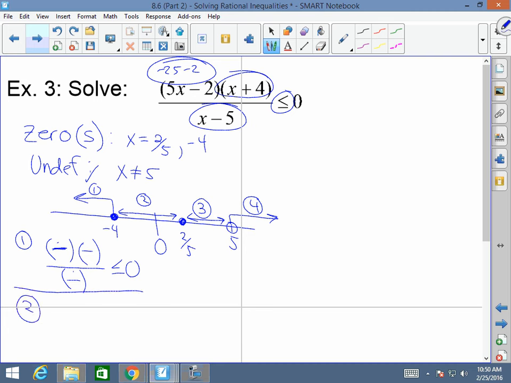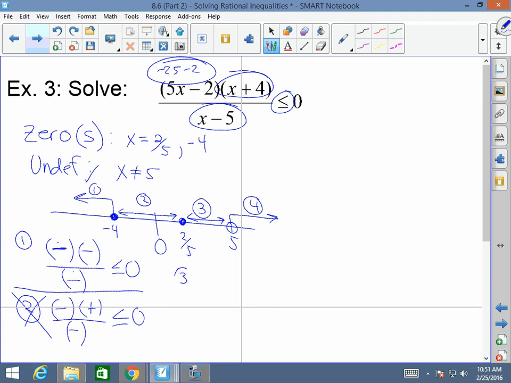When x is 0. 0 minus 2, that's a negative. 0 plus 4 is a positive. And 0 minus 5 is a negative. What's a negative times a positive divided by a negative? A positive. And is a positive less than or equal to 0? No, so interval 2 does not work.